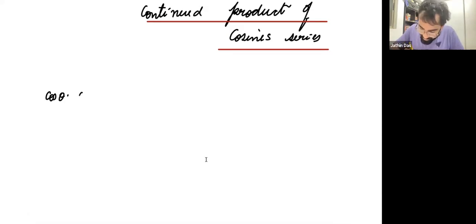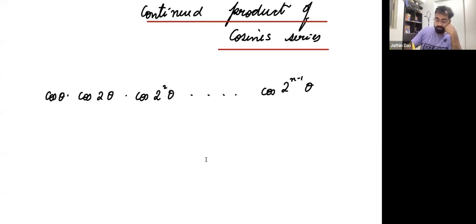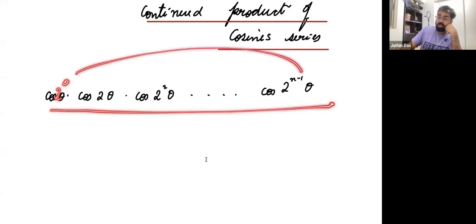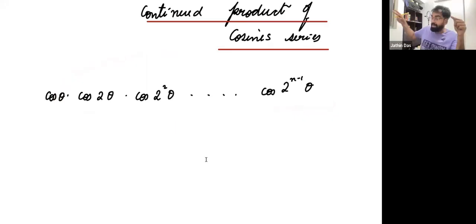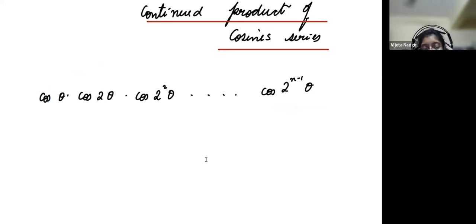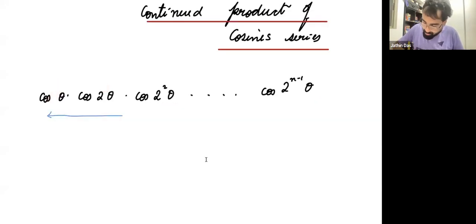So I'll double the angle, so it will be 2 theta. Again, I'll double the angle, it will be 2 square theta. Like that, it will go up to 2 raised to n minus 1. So from 0 to n minus 1, how many terms are there? N. This is 2 raised to 0, this is 2 raised to 1. So there are n terms only here.